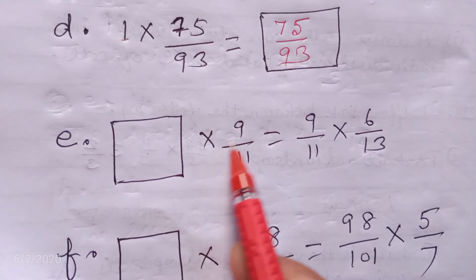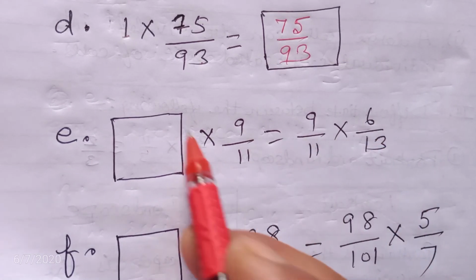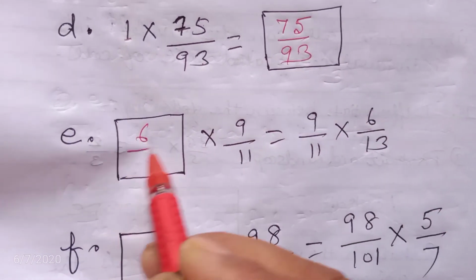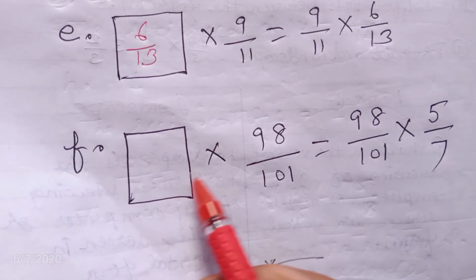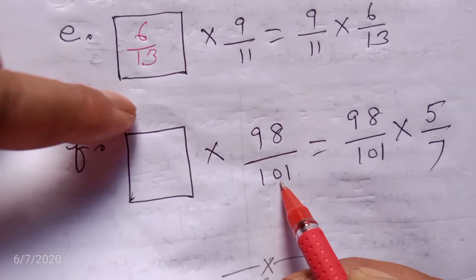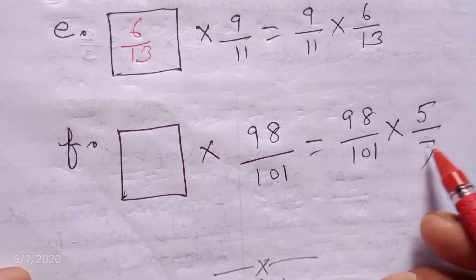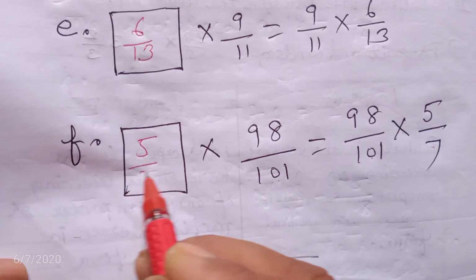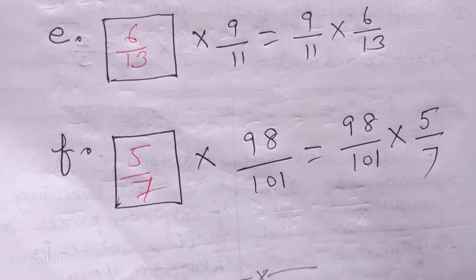Next, dash into 9 by 11 equal to 9 by 11 into 6 by 13. This is again the order property, students. 6 by 13 is here. And next, dash into 98 by 101 equal to 98 by 101 into 5 by 7. Again 5 by 7 is missing here. So you can fill it using the properties.